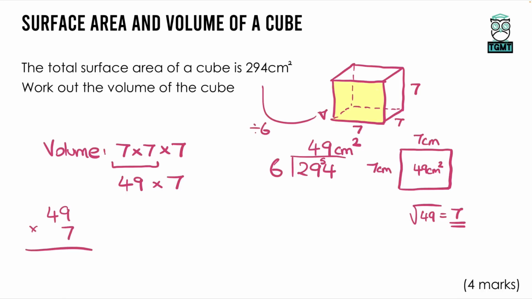Make sure we get it correct. 7 times 9 is 63. 7 times 4 is 28, plus the 6 is 34. So 343 is our answer. This is, of course, a volume, so 343 centimetres cubed is the volume of this cube.